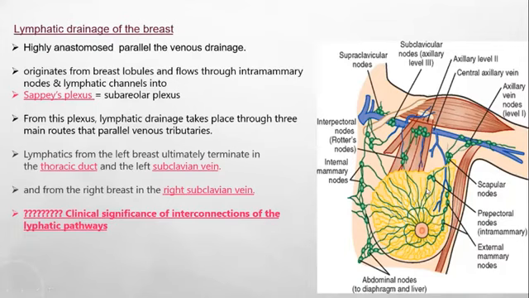Lymphatics from the left breast go to the thoracic duct and subclavian, and on the right side to the subclavian vein. What is the clinical significance of this anastomosis, a lot of anastomosis of the lymphatic pathway? What is the clinical significance for that?